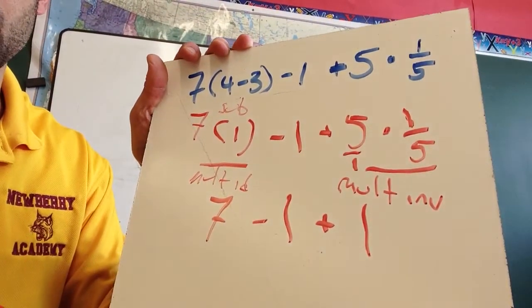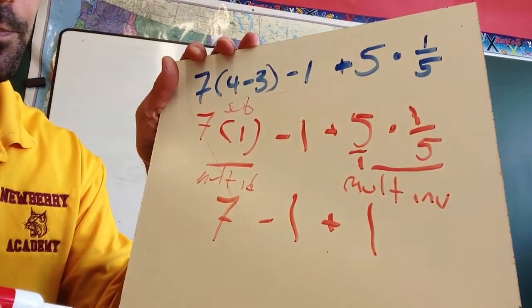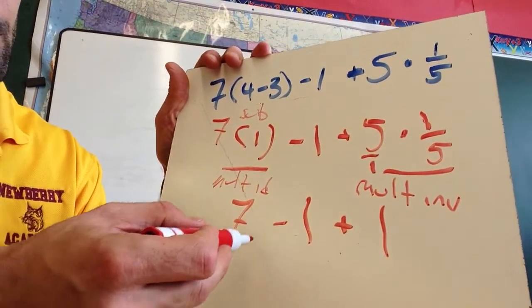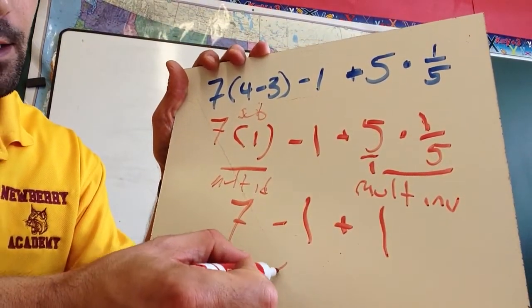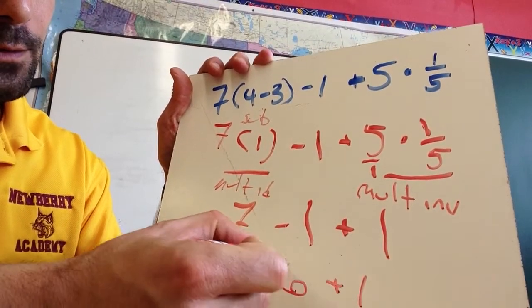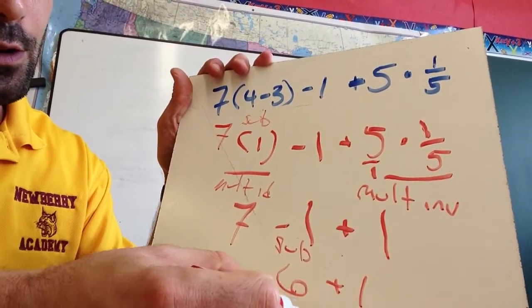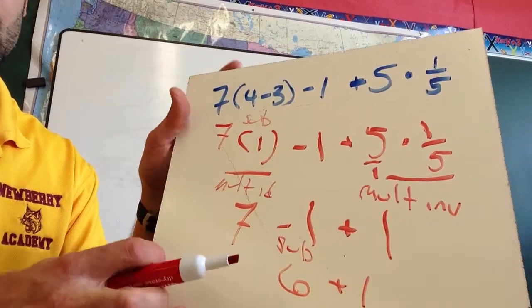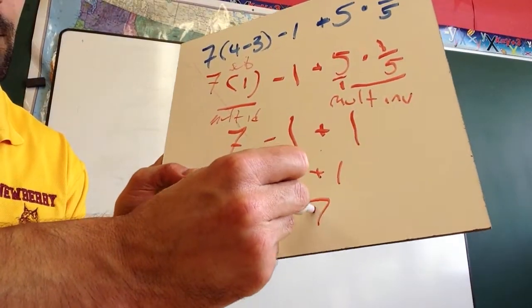You'll notice that I'm abbreviating, which you're allowed to do. Now I'm just going to use substitution. 7 minus 1 is 6 plus 1. That was substitution. And using substitution again, 6 plus 1 equals 7.